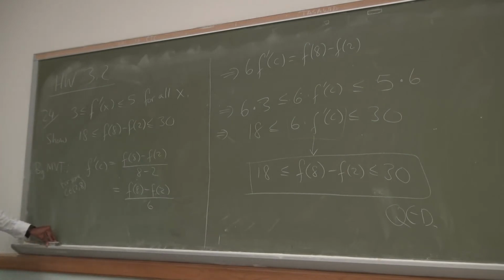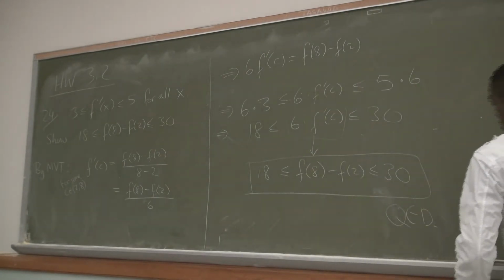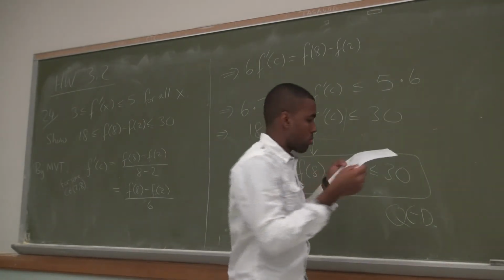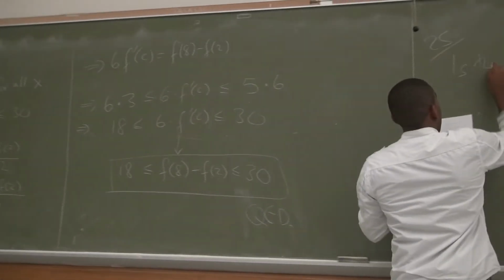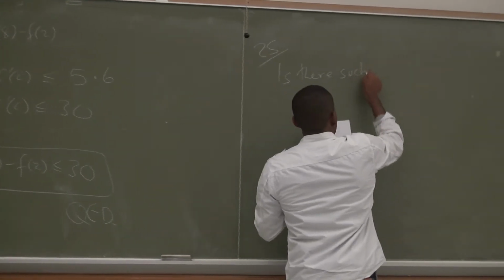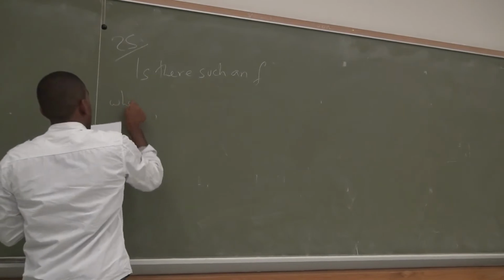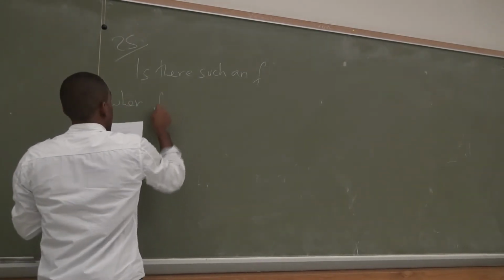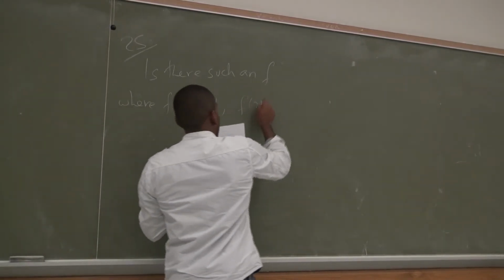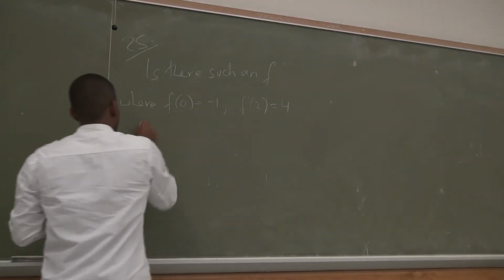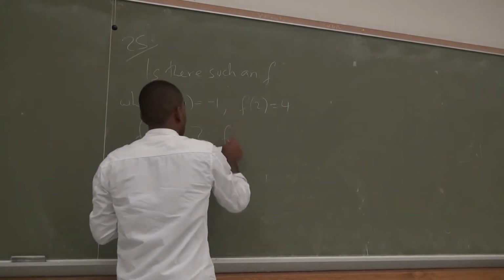Other questions? 25. What does 25 say? Is there such an F where F of 0 equals minus 1, F of 2 equals 4, and the derivative is less than 2 for all x?